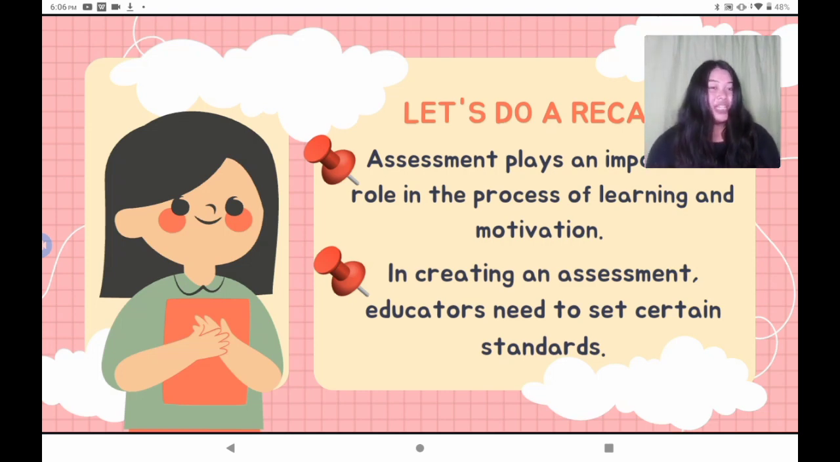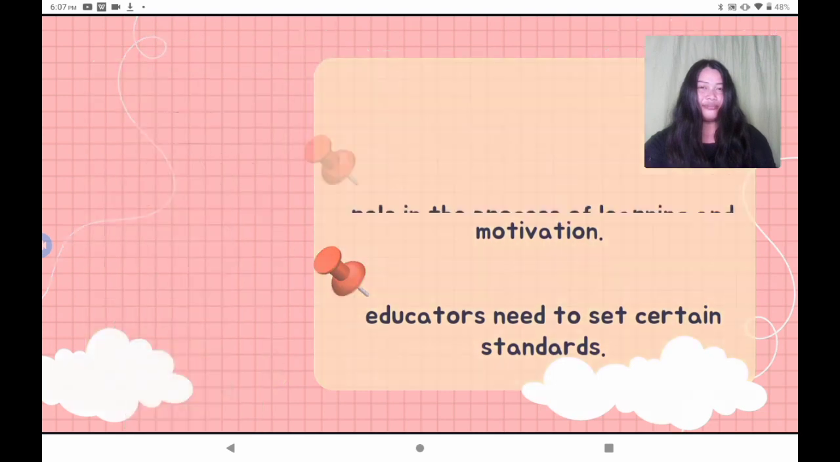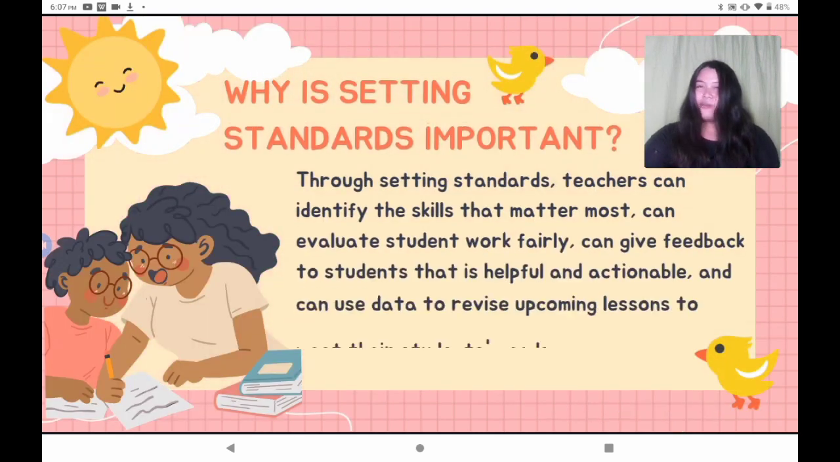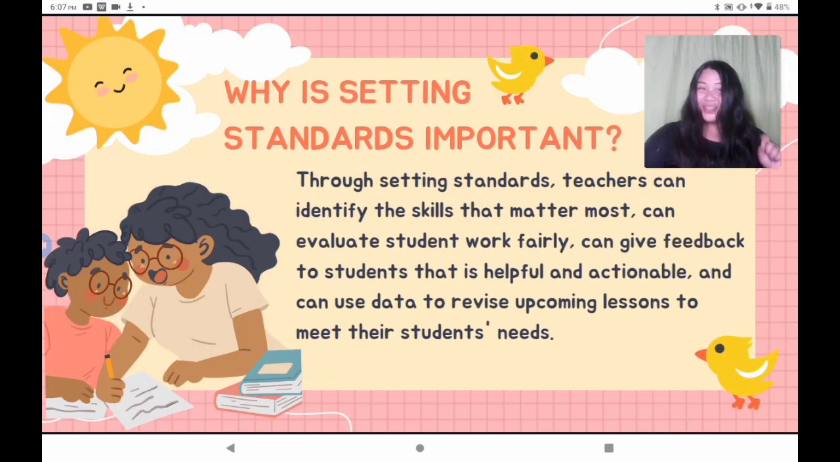So why is there a need for us to set certain standards whenever we are handling students? Simply because as students, they are expected to deliver outcomes that are according to what is expected of them in a certain topic. So, what is the importance of setting standards? Why is setting standards important?